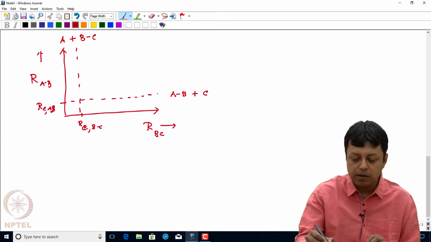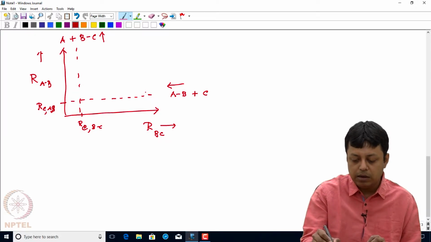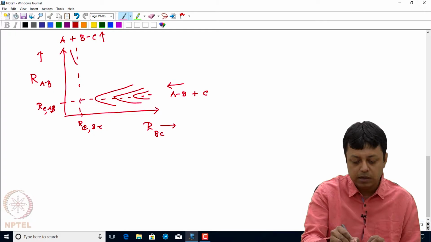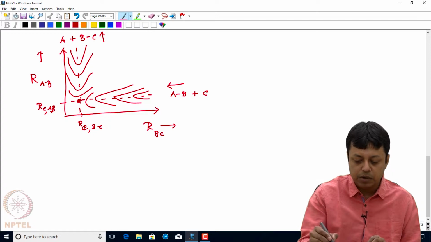Now we are starting from, say, here. This is our reactant, and this is our product. So we can draw, very schematically and qualitatively, the potential energy surface. Again, these lines correspond to where the energies are the same. These are isoenergetic surfaces, and then there is a barrier along the reaction coordinate.